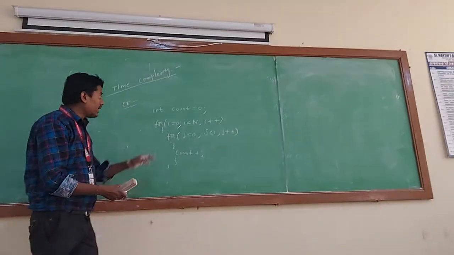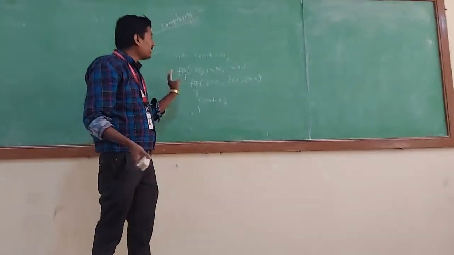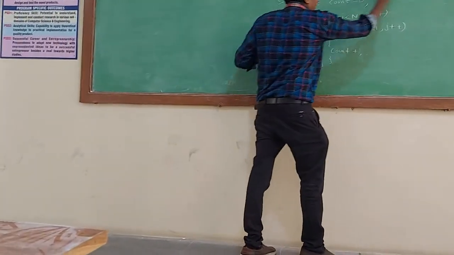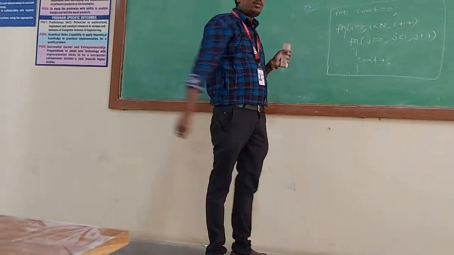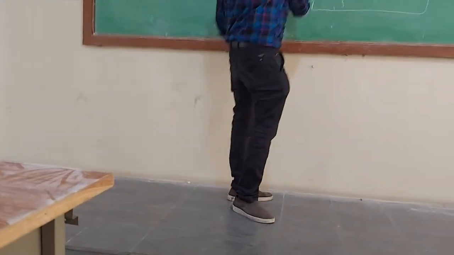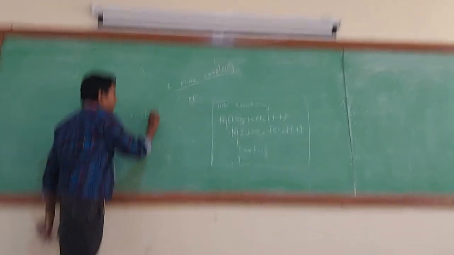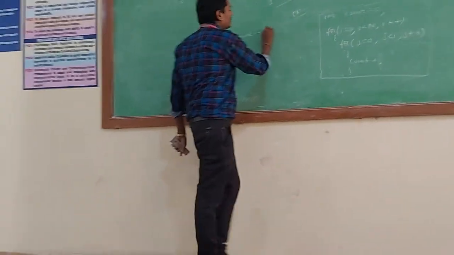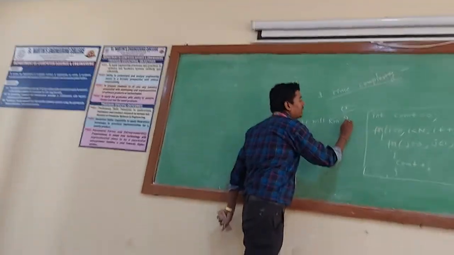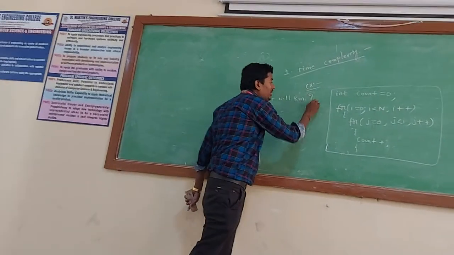Now my aim is to find out the time complexity of this algorithm. How can I find out the time complexity for this? If this is an algorithm, I want to find out its time complexity. How can I find it? My question is: count++ will run how many times?